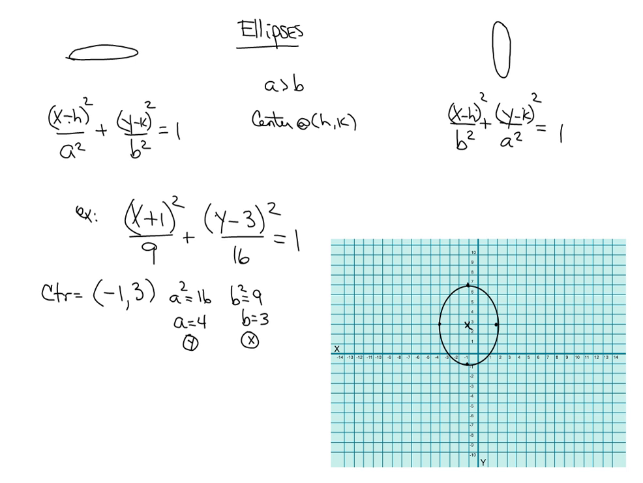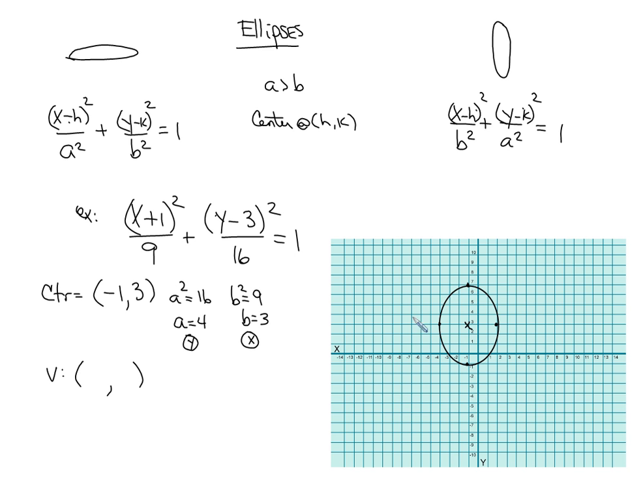Anything different about actually drawing that graph? Just what? The center, where we started. After that, it's exactly the same. Now, let's see how we find all of the stuff. So now we have the center. What about the vertices? What are the coordinates of the vertices going to be?